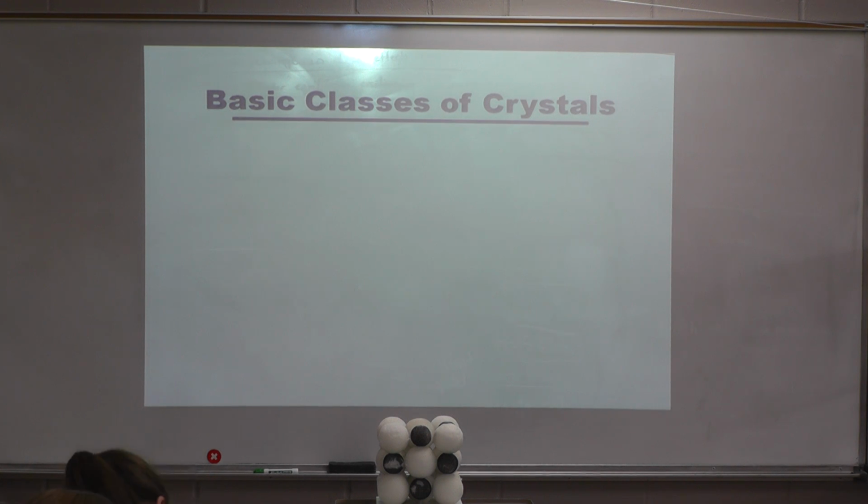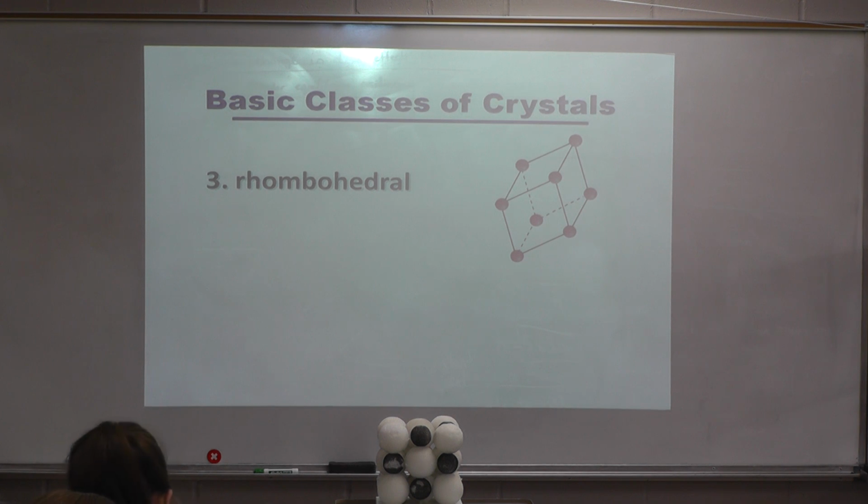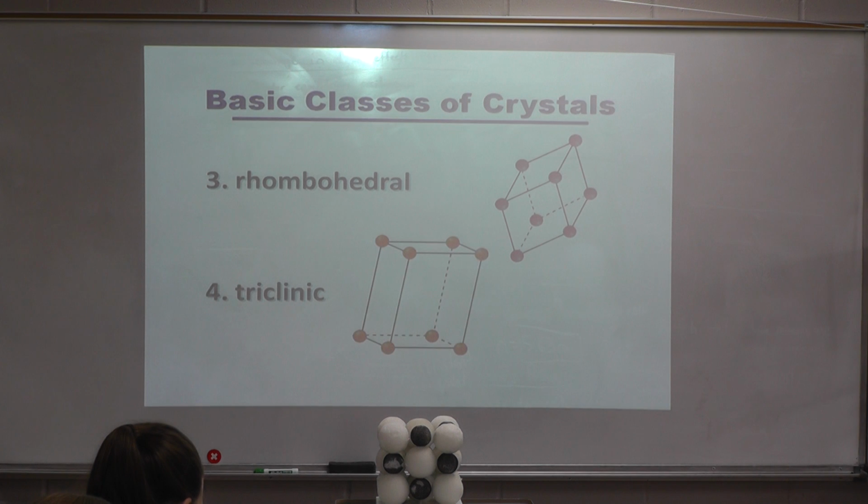Tetragonal. So fun. Rhombohedral. That's a fun one to say. Rhombohedral. Triclinic. A lot of these are going to look very similar. It's just how they're oriented. That top one looks more like a diamond, which if you took a rectangle or a square, you could orient it so that it would look kind of like a diamond.